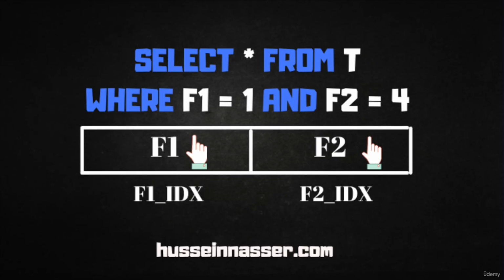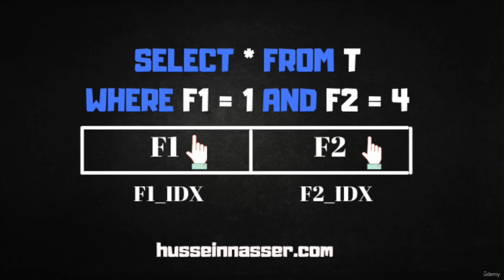This video is not going to discuss combined indexes, one index that has multiple columns, because I already discussed that. So let's say we have a beautiful table with just two columns, F1 and F2. Column 1 has an index, F1 IDX, and column 2 has an index, F2 IDX. And we're going to do a select star from the table where F1 equals 1 and F2 equals 4.